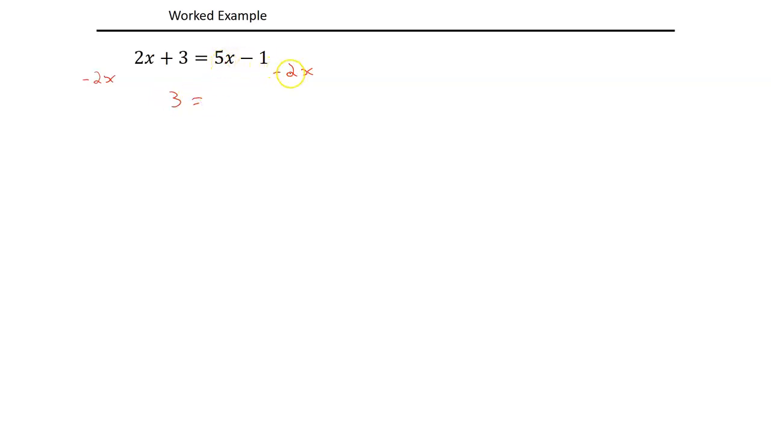So 5x minus 1 minus 2x, that gives me 3x. Now this is an equation like last lesson that we're used to, so I'm going to add 1.